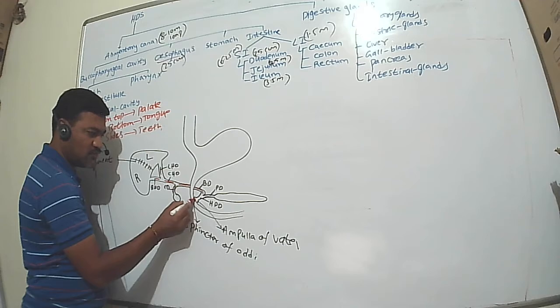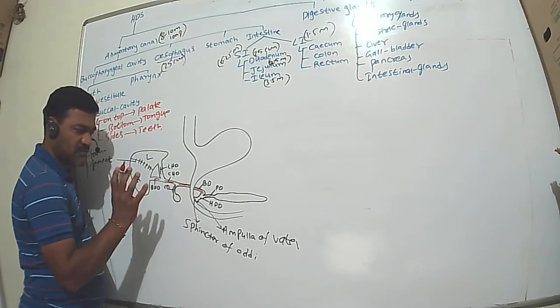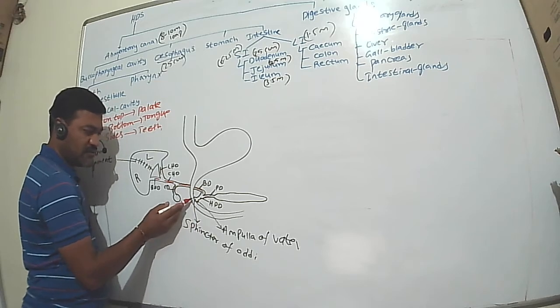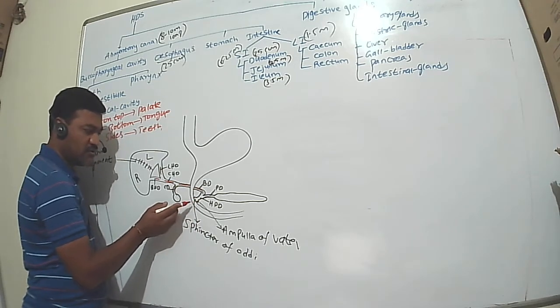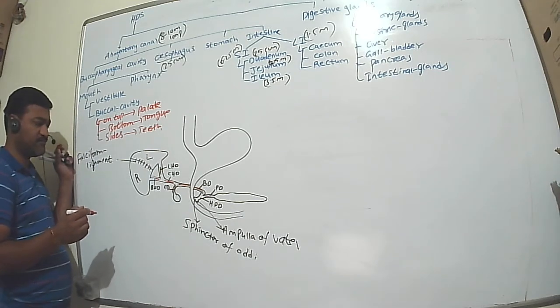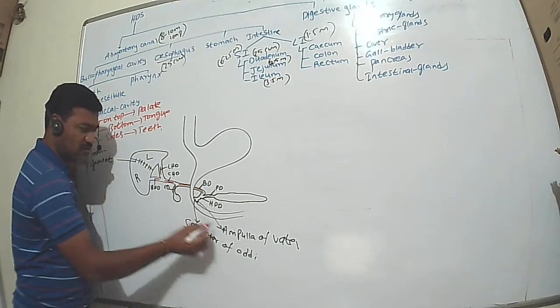That opens into what is called here a temporary reservoir of bile juice and pancreatic juice, that is the ampulla of Vater. And finally that ampulla of Vater opens into the duodenum through a small opening called sphincter of Oddi. So remember, what is ampulla of Vater?